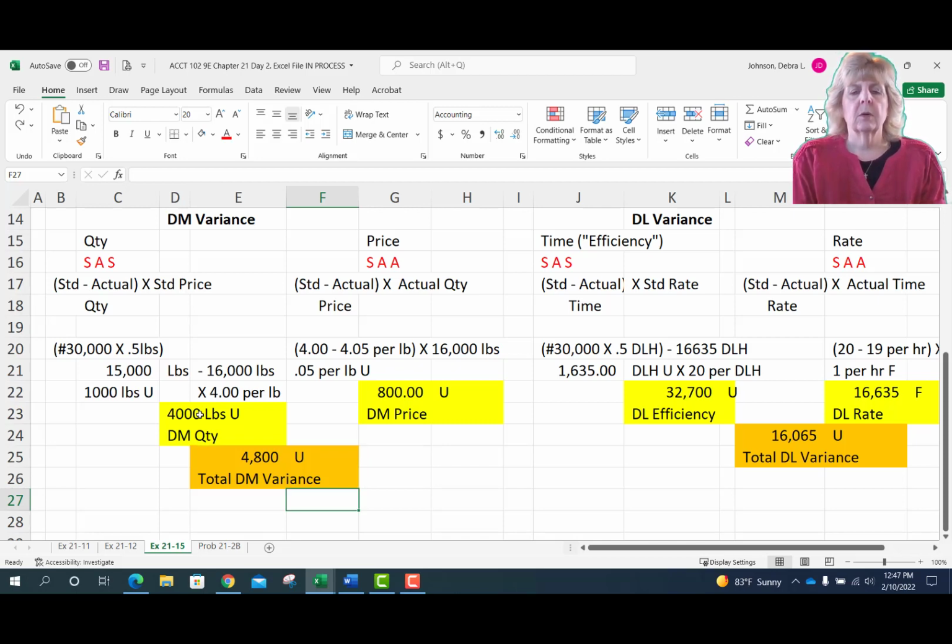On the direct labor side, they were inefficient in their use of human resources, resulting in an unfavorable variance of $32,700.